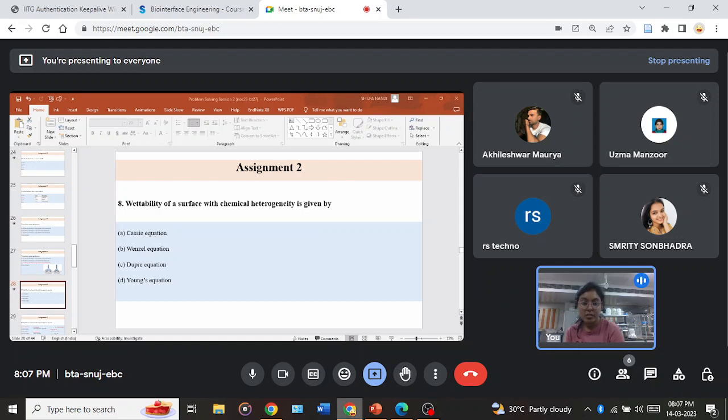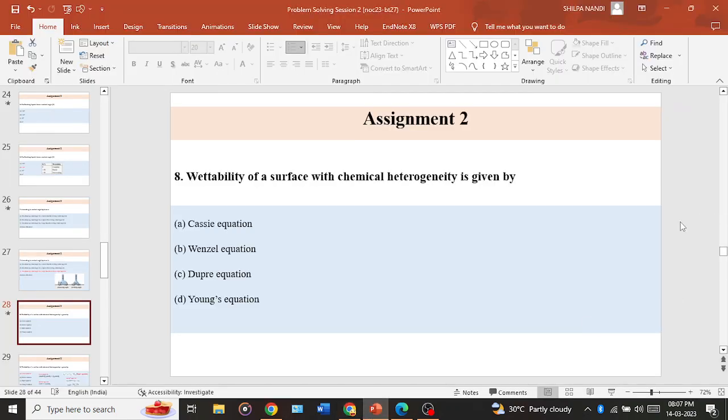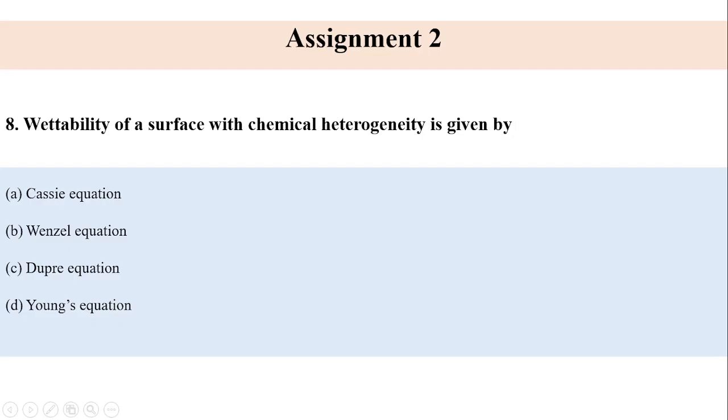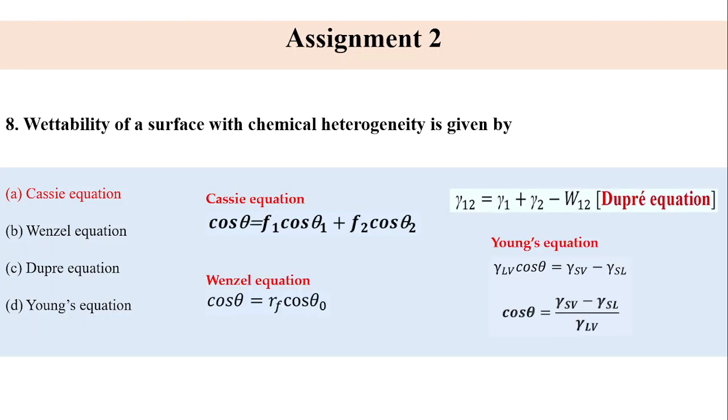Okay, fine. We'll see what the answer to the question is. The answer is option A, Cassie equation. So why Cassie equation? Because the Cassie equation is represented by cos theta equals f1 cos theta 1 plus f2 cos theta 2, whereas the Wenzel equation is given as cos theta equals Rf cos theta naught.